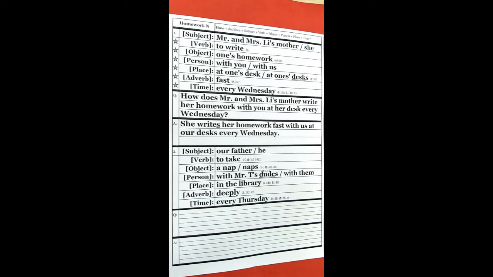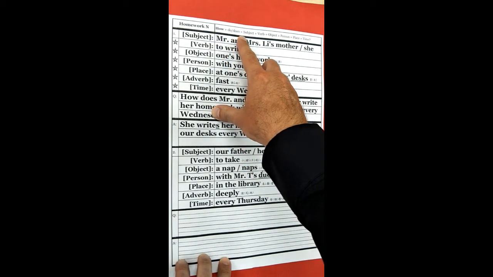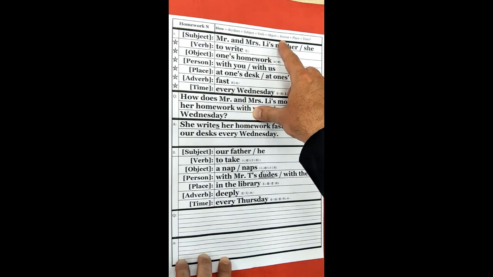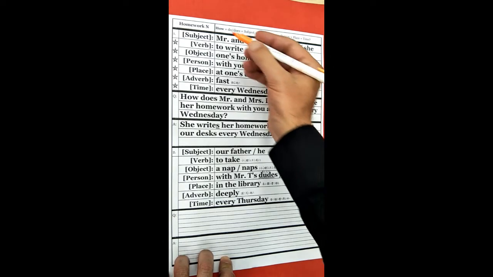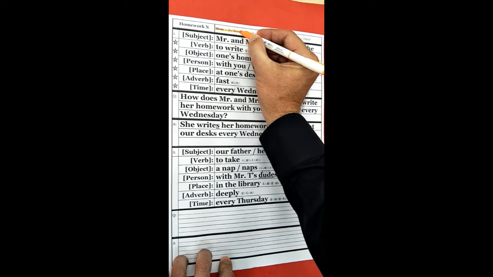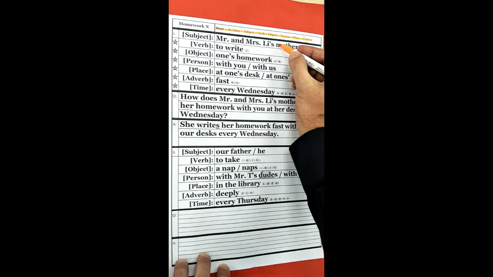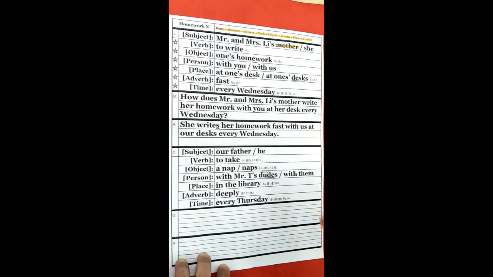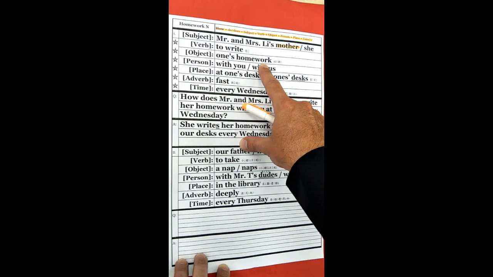Okay, let's look at the sentence pattern for homework N. We have how plus do or does plus subject plus verb plus object plus person plus place plus time. So let's color that. All right. Subject. Number 1, subject. Mr. and Mrs. Lee's mother. Mother is the noun. That's the key. So it's she. Verb, to write. Homework, one's homework.